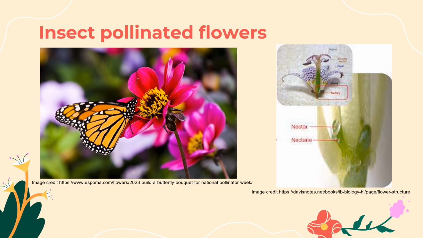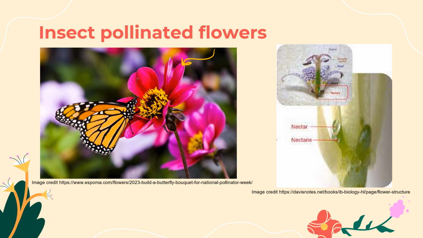Flowers that are pollinated by insects have a lot of things in common. We're going to talk about what those are now. They usually have very large and brightly colored petals to attract those pollinators. They're going to give off some kind of scent also to attract those pollinators. The pollen grains are going to be large and kind of spiky. That helps them to stick to the bodies of the pollinators.